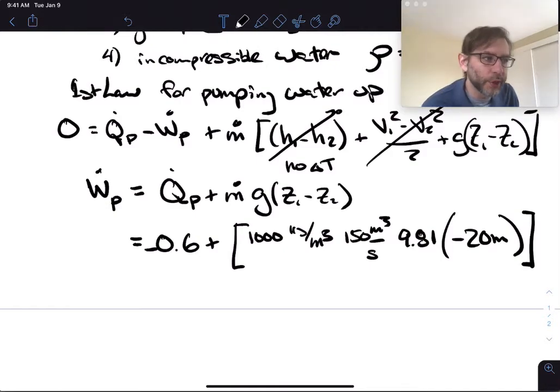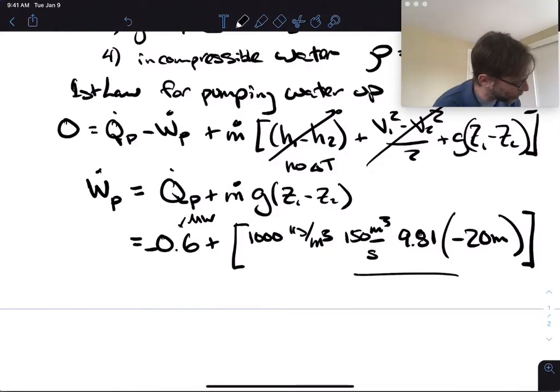And then we should get, let's see, now we're going to think about it here. We're going to get this thing in watts. So this is in megawatts, right? And this is going to be in watts because we've got kilograms and meters cubed. So we're actually going to have to take this one and divide it by 10 to the 6 watts per megawatt. Okay?